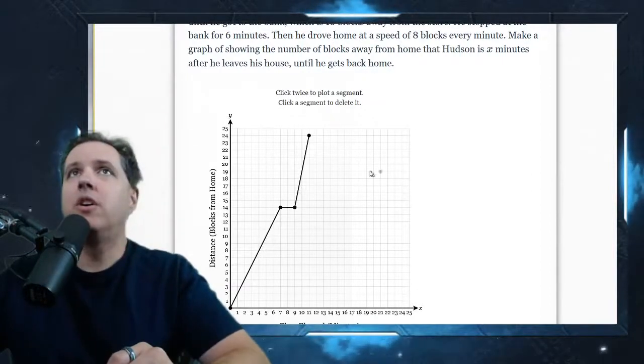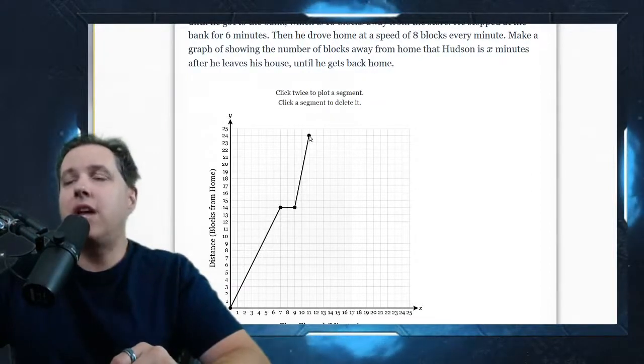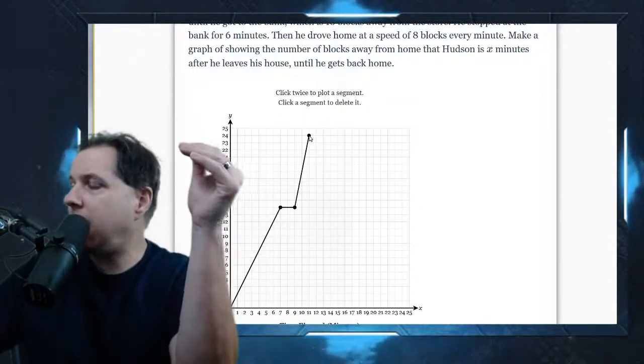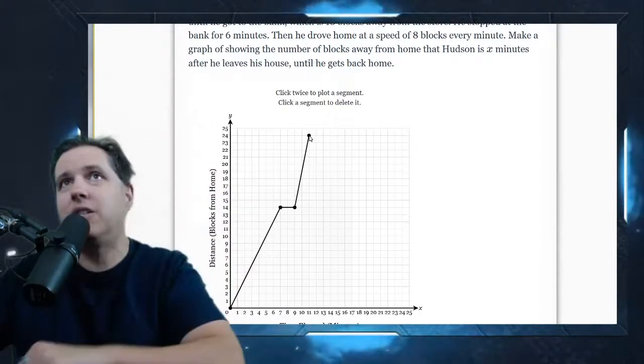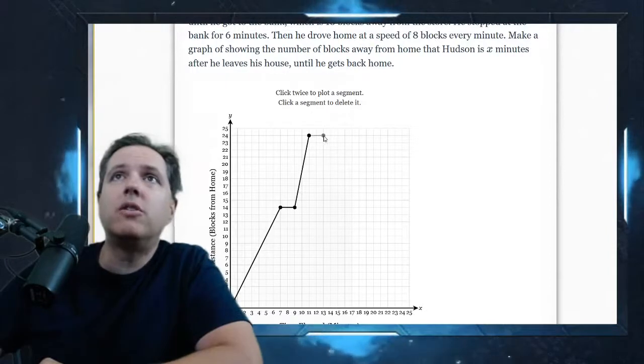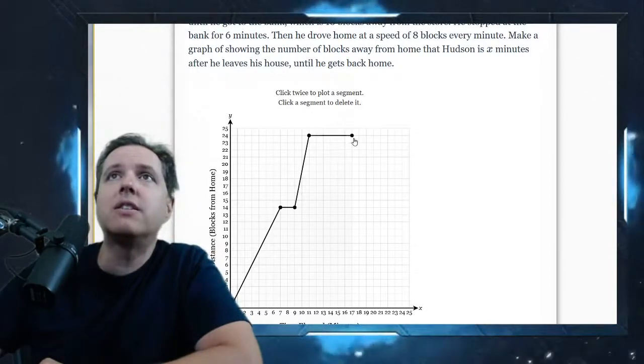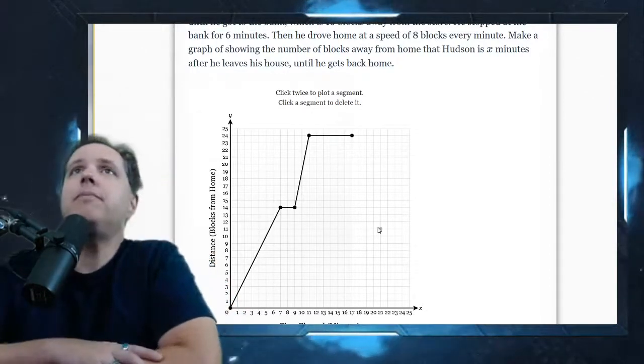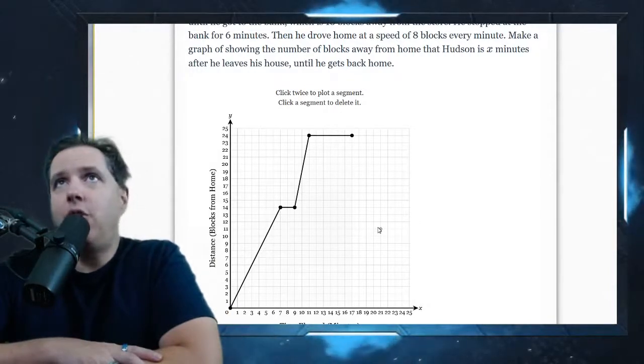Yes. Okay. So then he stopped at the bank for 6 minutes. So now I'm going to get another plateau because I'm not increasing or decreasing my distance from home. So over 1, 2, 3, 4, 5, 6, and we have a line there. Okay. Then he drove home at a speed of 8 blocks every minute.